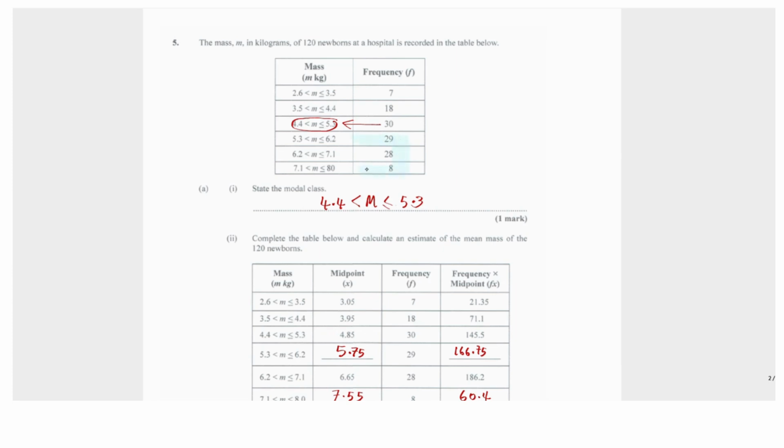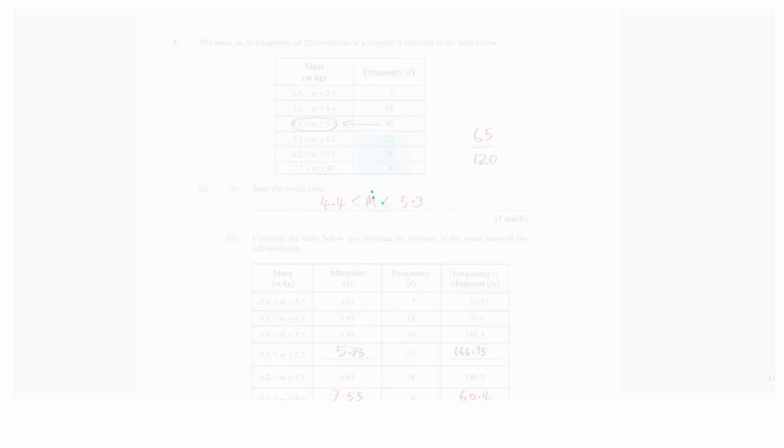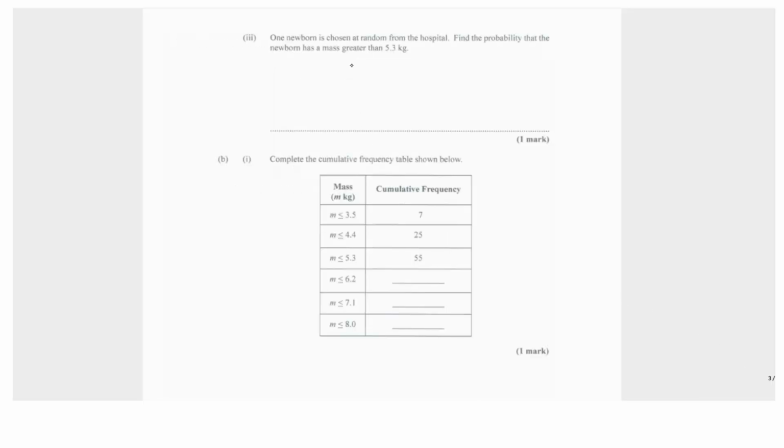So from this region onwards would be greater than 5.3 kilograms. Therefore, as a fraction, we have 29 plus 28 plus 8, and that's 65. So we write 65 out of 120. So let's go to that part of the question then. So it would be 65 out of 120. And we can simplify this as well. So here 5 can go into 65 13 times, and into 120 goes 24. So it's 13 over 24.